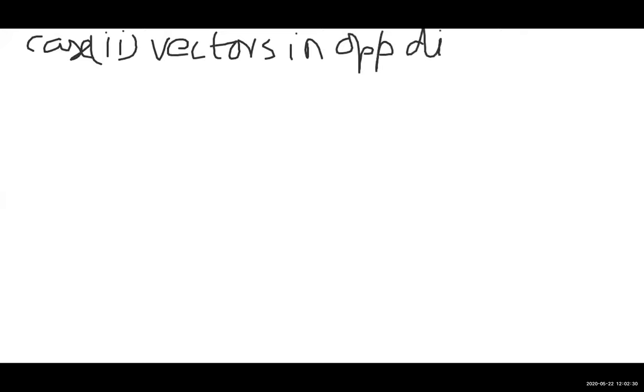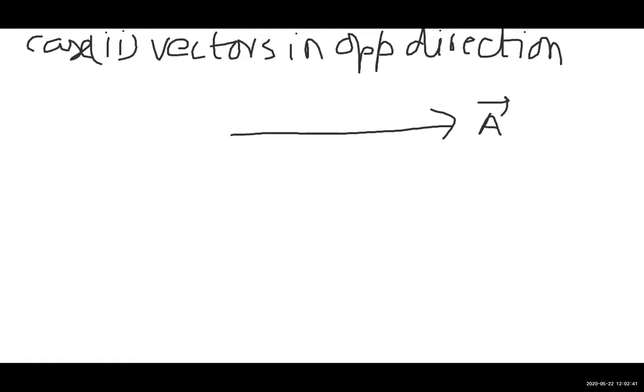Okay. So the case number 2, case 2 is vectors in opposite direction. Right? Again, you have seen this before. So if this is the vector A, and if this is the vector B, then this will be the vector A minus B. Right?